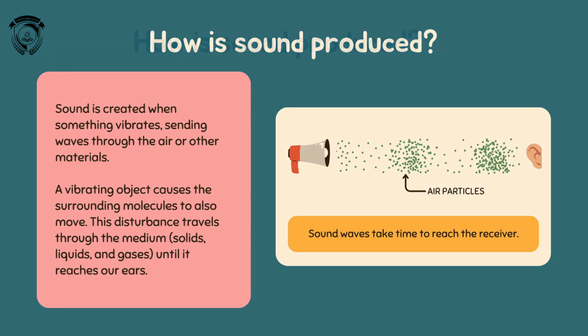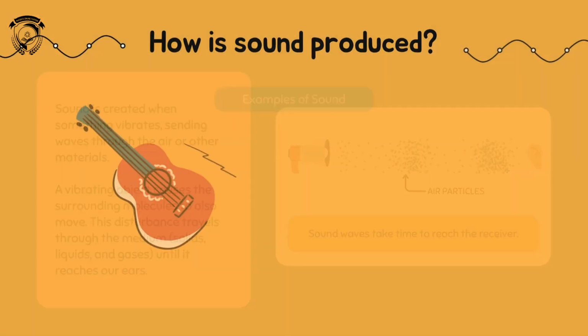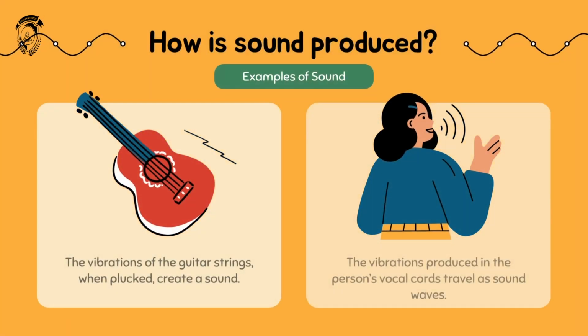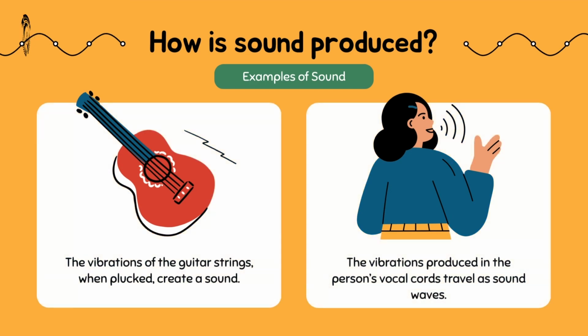What are a few examples of sound waves? Vibrations of the guitar strings. The vibration produced in a person's vocal cords are also an example of sound waves, which are produced by a vibrating source.